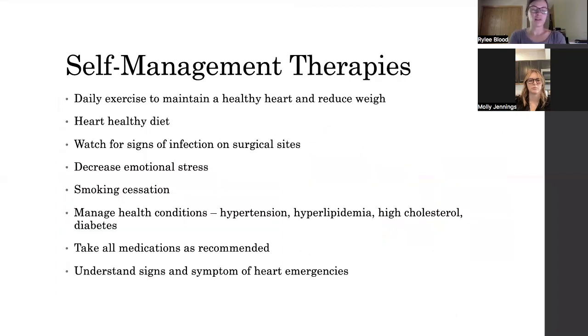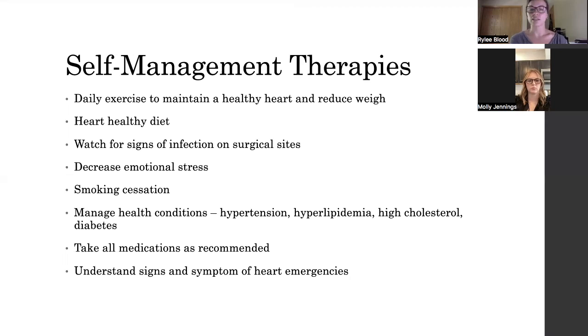Some self-management therapies that people can do to reduce their risk of having a STEMI, or also reduce their risk of having subsequent heart attacks, cardiac issues, or STEMIs in the future: daily exercise to maintain a healthy heart and reduce weight. So we talked about this earlier. It's important to exercise to keep the heart healthy and to decrease the cholesterol and plaque buildup in the arteries. A heart healthy diet, which we will talk about in the next few slides here.